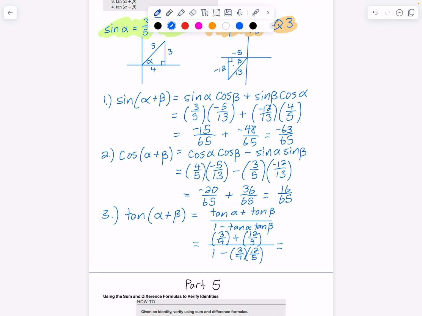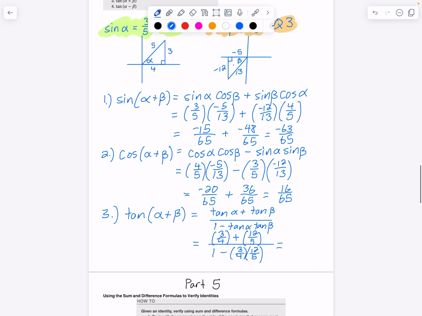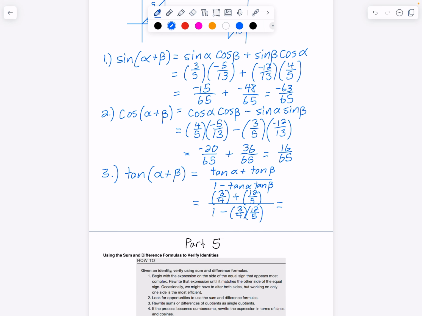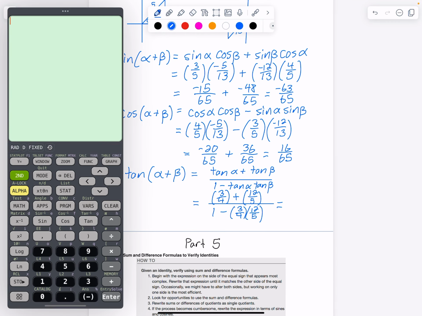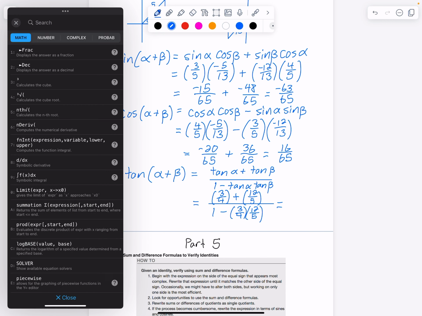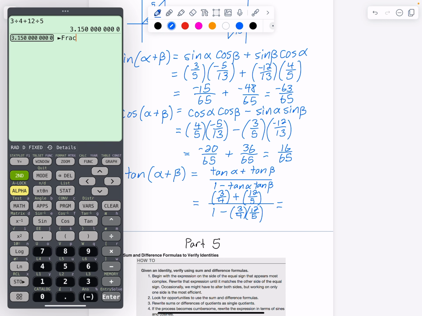Okay, you can use a calculator for this. I'd actually recommend doing it. I guess we could do it by hand, but I'm just going to use a calculator. 3 divided by 4 plus 12 divided by 5. Enter, and I'm going to push math, frac, and that gives me a fraction. So the top is 63 over 20.